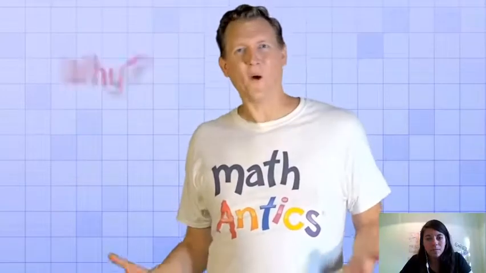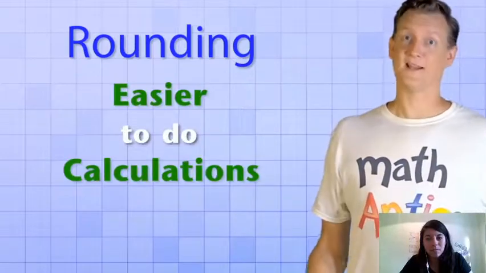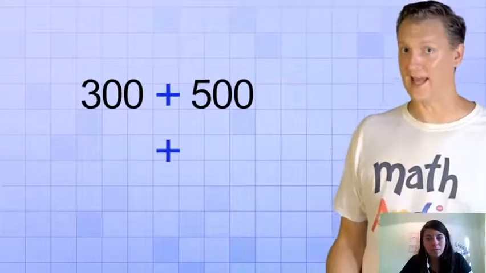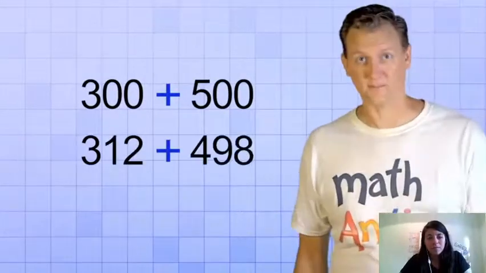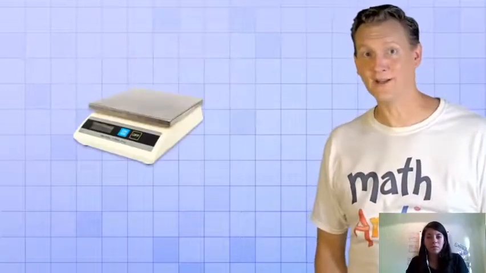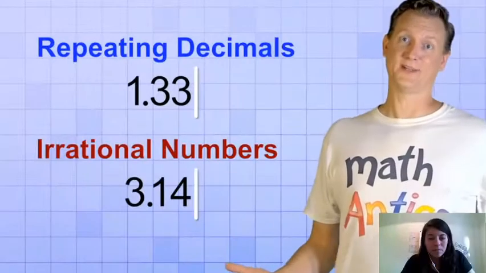But you might be wondering, why would we ever want to make a number less precise in the first place? What is rounding good for? Well, rounding numbers can often make them a lot easier to do calculations with. Like, it would be a lot easier to quickly add 300 and 500 than it would be to add 312 and 498. Or sometimes you just don't need very much precision. Like, you might not need to know that your dog weighs 55.83297 kilograms. 55.8 kilograms might be precise enough. And some numbers, like repeating decimals or irrational numbers, have to be rounded off.